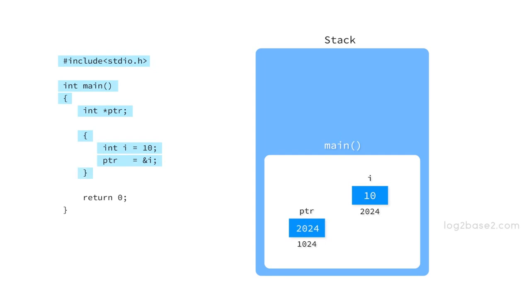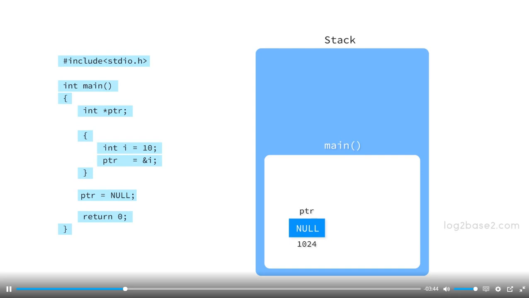After the end of the block, the variable I goes out of scope, but ptr still points to its address. So ptr became a dangling pointer, that is, it points to something that is not meaningful now. During the program execution, some other variables can be placed on the same memory location 2024, which might cause a problem. So what is the solution to this problem? After using the pointer, make it null. Thus we can avoid such issues.